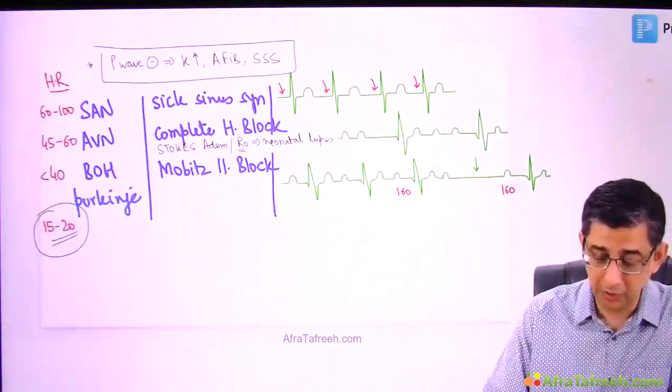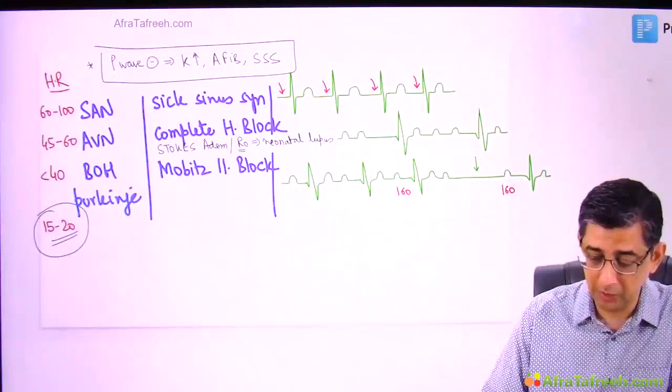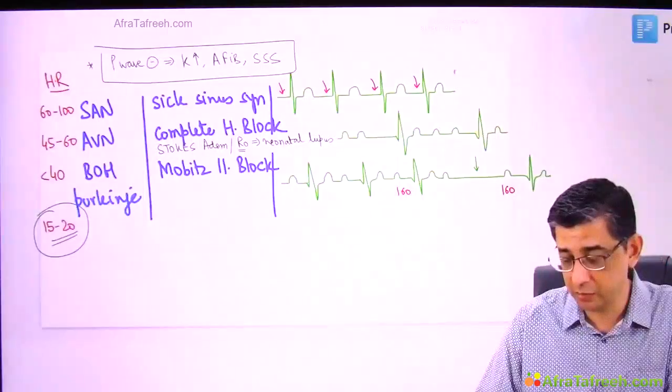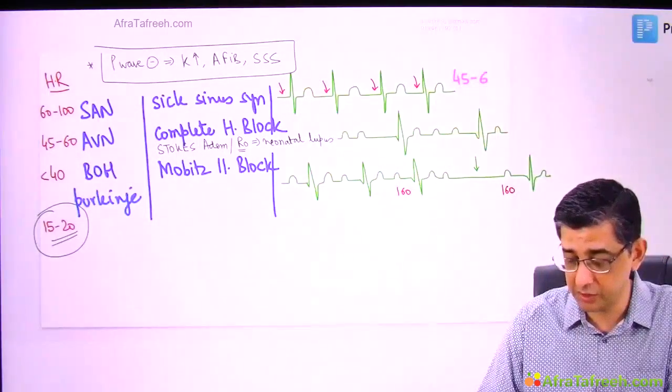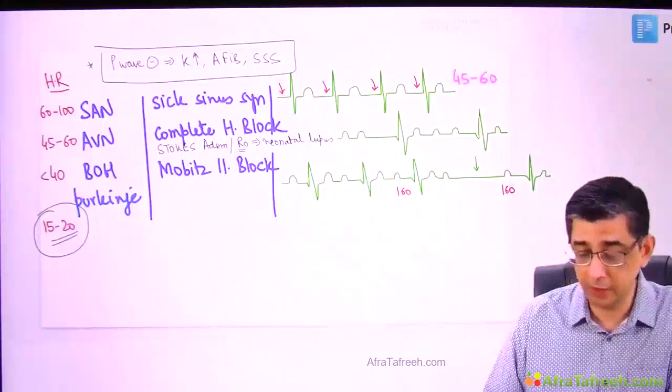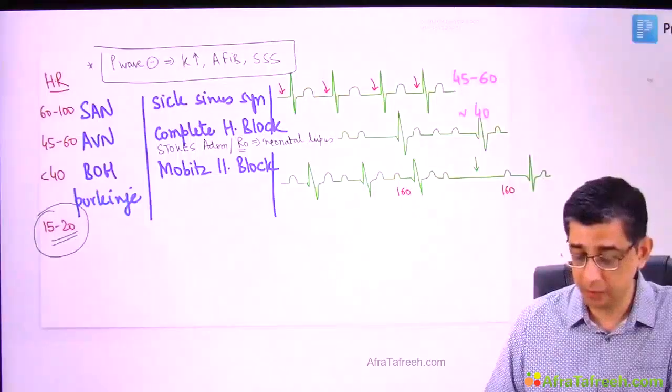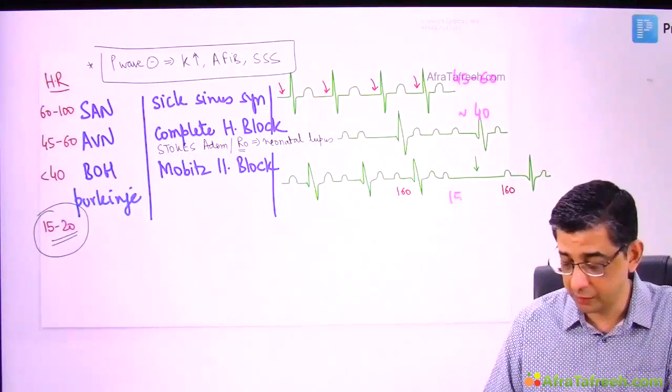For completion of this topic, I am going to mention the heart rates here. In sick sinus syndrome, the maximum heart rate possible for a person will be 45 to 60. In a person with complete heart block, the heart rate can be a maximum of about 40 per minute. But in patients of Mobitz 2 heart block, the heart rate will suddenly dip.